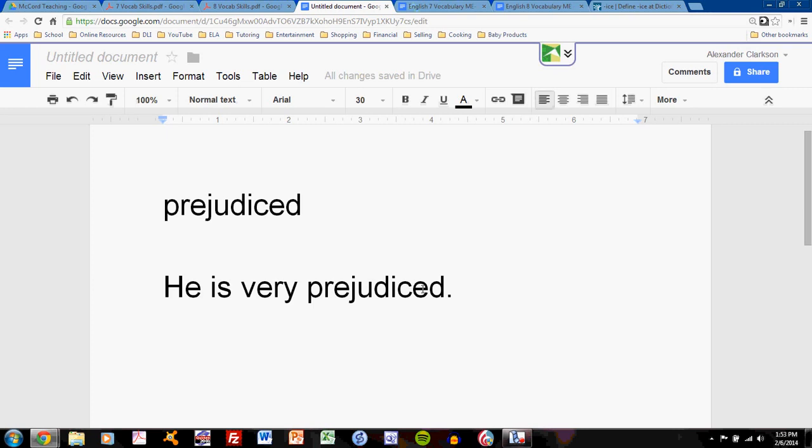However, this sentence is lacking something. Many students lack this when they create the sentence. The this is context clues. You must imagine that you have no idea what prejudiced means. Does this sentence help? I don't think so. He is very prejudiced. Prejudiced can mean anything, anything at all. This sentence does not help me understand what it means.